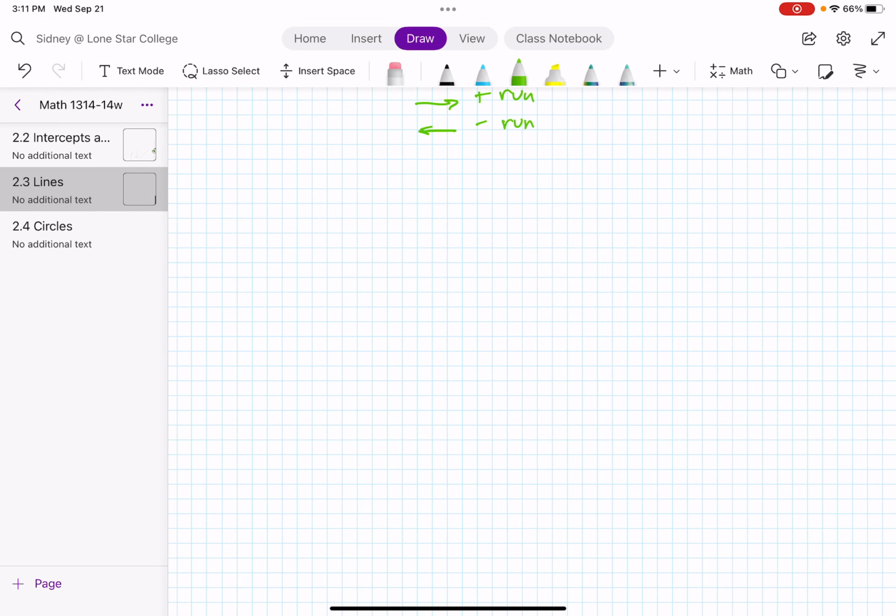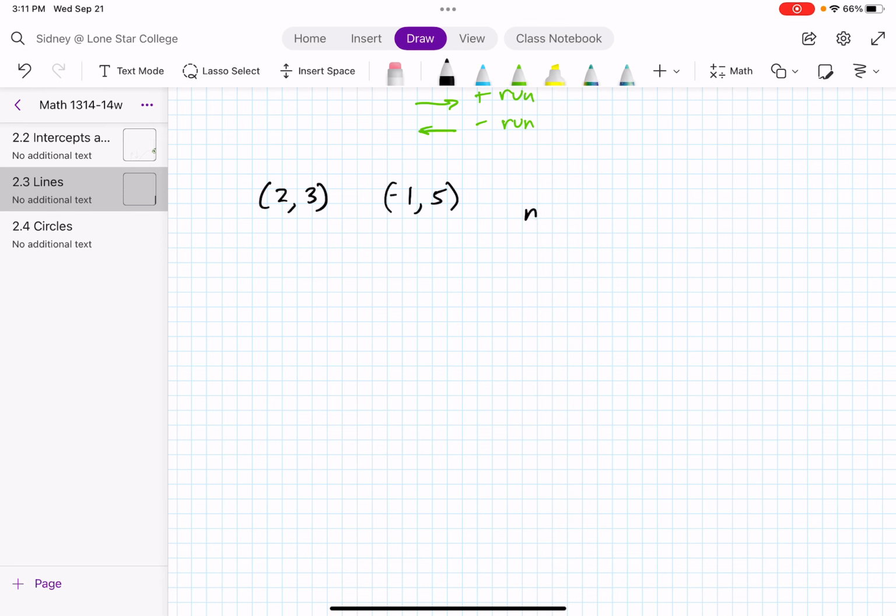For example, you might be given two points, (2, 3) and (-1, 5). You may be asked to find the slope given two points. Now, you are allowed to graph. You're allowed to use graph paper. I highly recommend doing that.